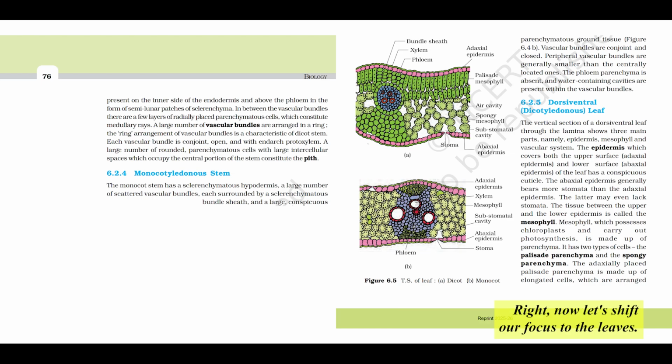Right, now let's shift our focus to the leaves. We'll start with the dorsiventral, or dicotyledonous leaf. Dorsiventral means it has distinct upper and lower surfaces. When you examine a vertical section taken through the lamina, that's the flattened blade part of the leaf, you'll clearly observe three main anatomical parts: the epidermis, the mesophyll, and the vascular system, the veins.